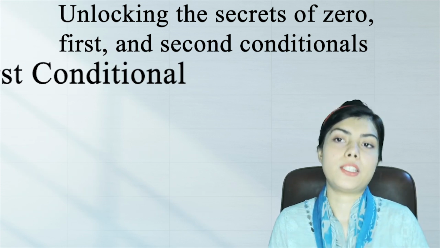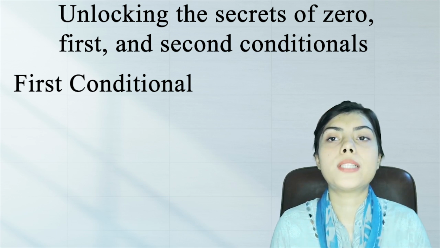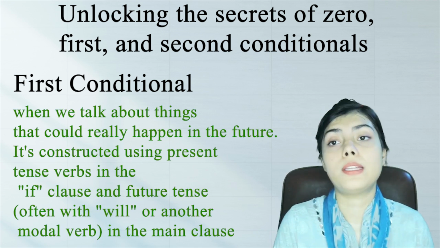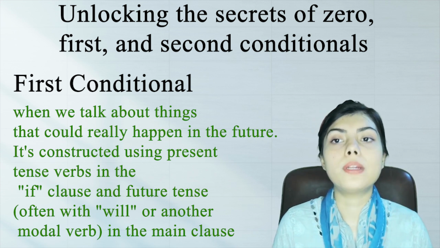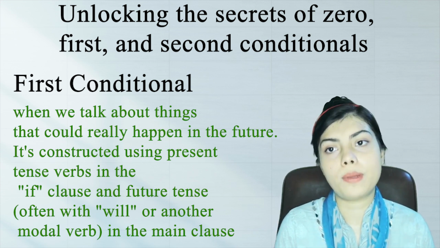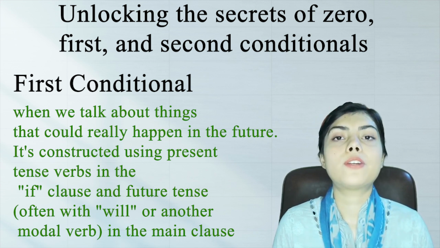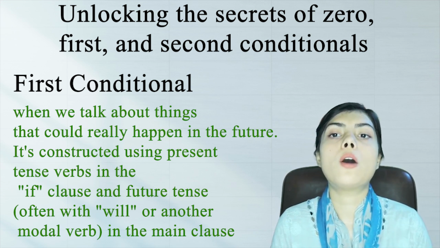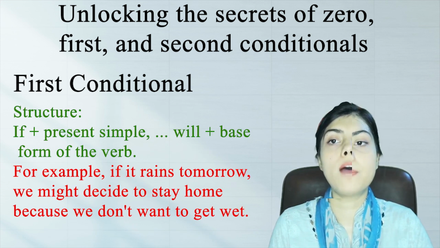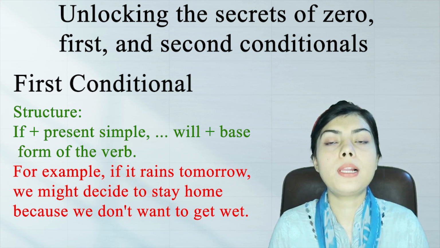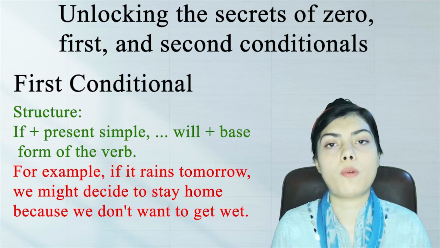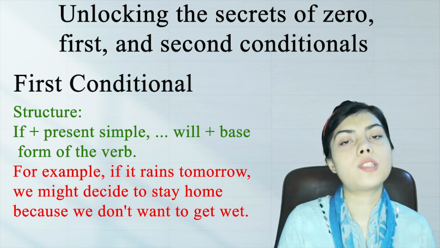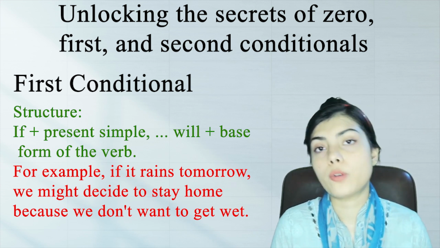First conditional. We use the first conditional when we talk about things that could really happen in the future. If one thing happens, another thing is likely to happen because of it. It is constructed using a present tense verb in the if clause and the future tense, often will or another modal verb, in the main clause. Structure: if plus present simple, will plus base form of verb. For example, if it rains tomorrow, we might decide to stay home because we don't want to get wet.